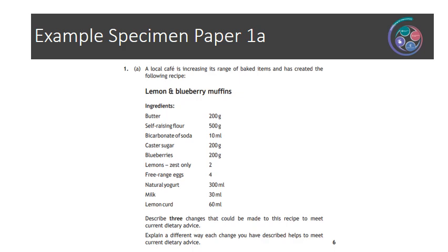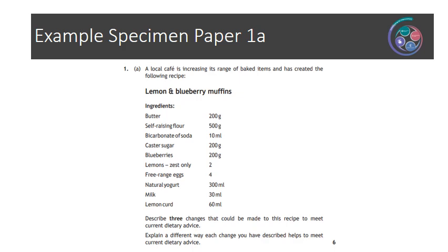Question 1a from the specimen paper. A local cafe is increasing its range of baked items and has created the following recipe. Lemon and blueberry muffins. 200 grams of butter, 500 grams of self-raising flour, 10 millilitres of bicarbonate of soda, 200 grams of caster sugar, 200 grams of blueberries, 2 lemon zests, free-range eggs 4, 300 millilitres of natural yogurt, 30 millilitres of milk, and 60 millilitres of lemon curd.